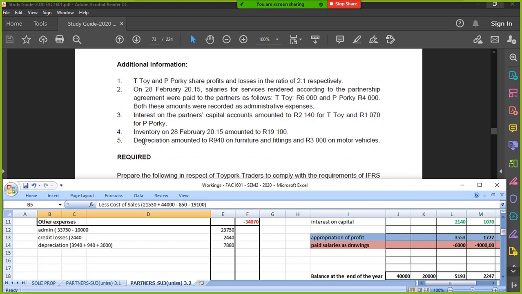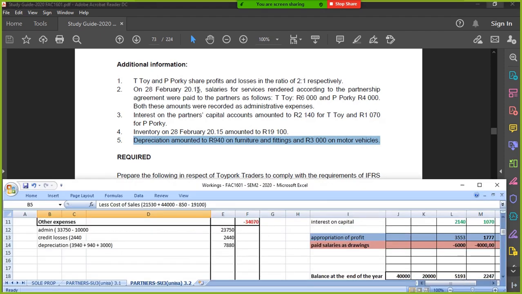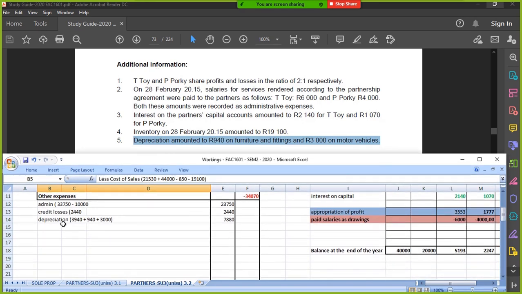Okay, additional information. Depreciation amounted to 940 on furniture and fittings and 3,000 on motor vehicles. Okay, is this additional depreciation or is this depreciation that they've already captured? Okay, the question's vague. Do you see that? Yeah, because I would have shown more depreciation expenses, because that's what they're saying. They're saying additional information. Additional means more information, right?